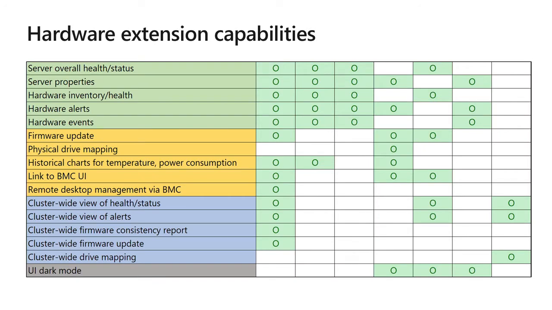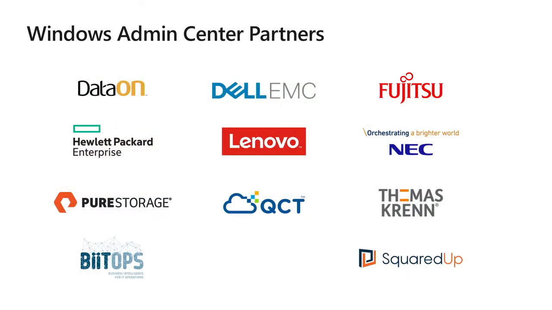So this is a look at some of the hardware extension capabilities that our hardware partners have provided, and this keeps increasing. Some of the capabilities you'll find in our hardware extensions include hardware inventory and health, hardware alerts, firmware updates, links to BMC UIs, and lots of cluster features coming online. So here's a look at Windows Admin Center's partners. These are our valued partners, and this includes both hardware and software solution providers.